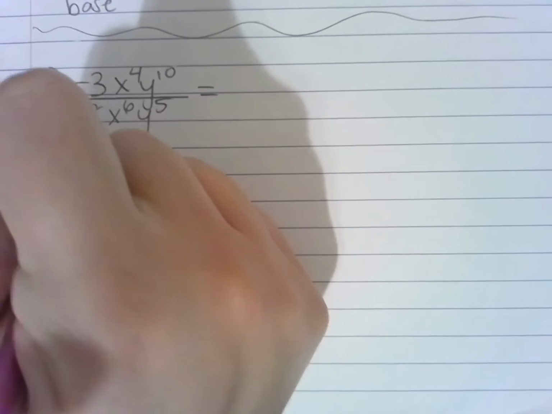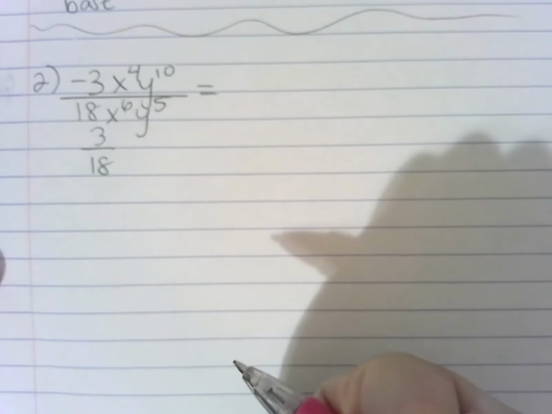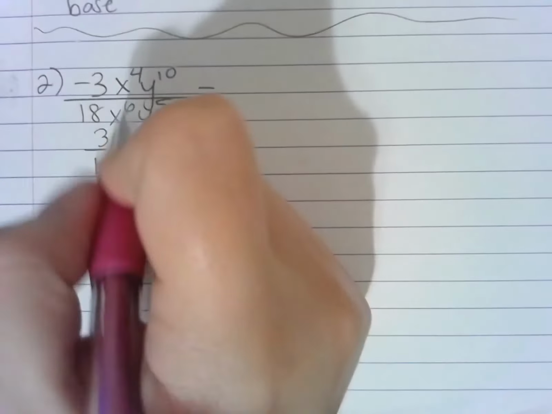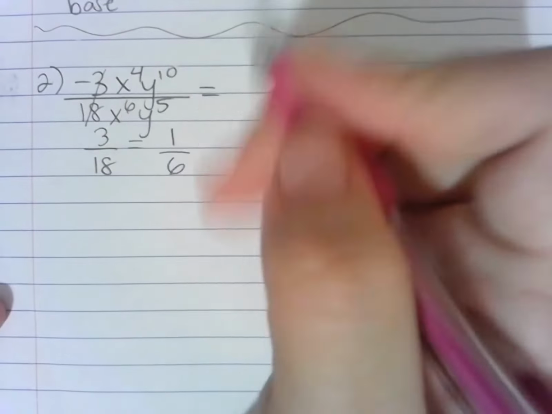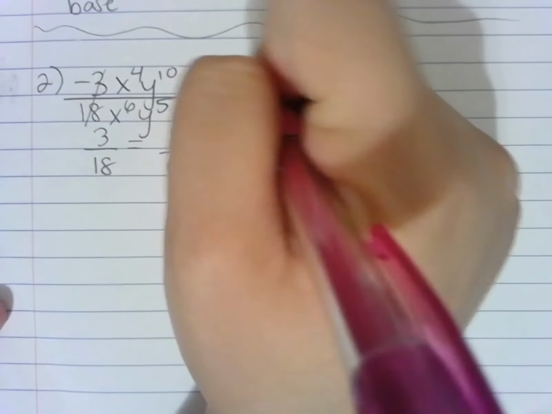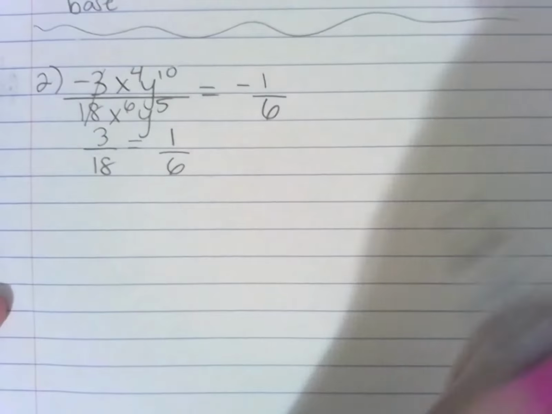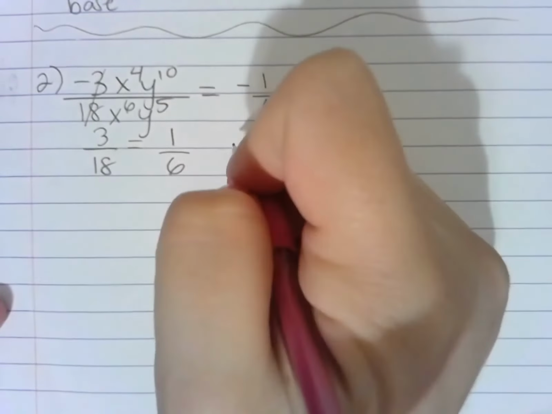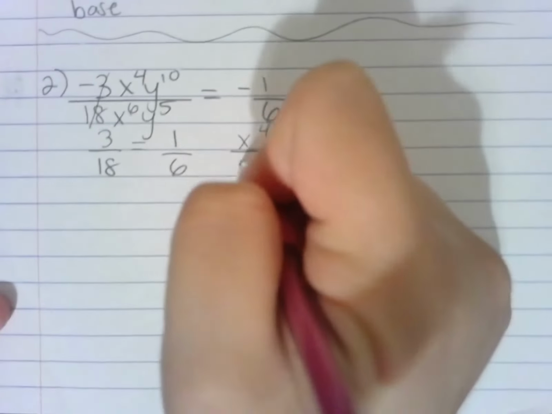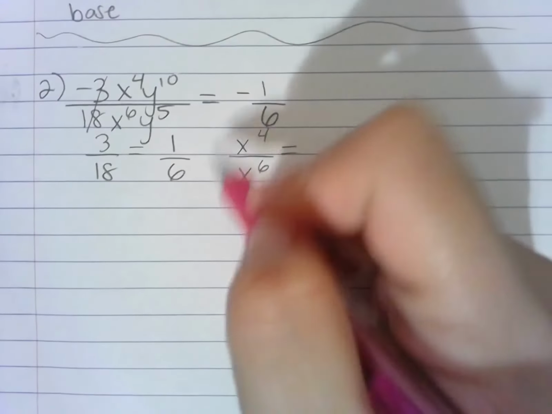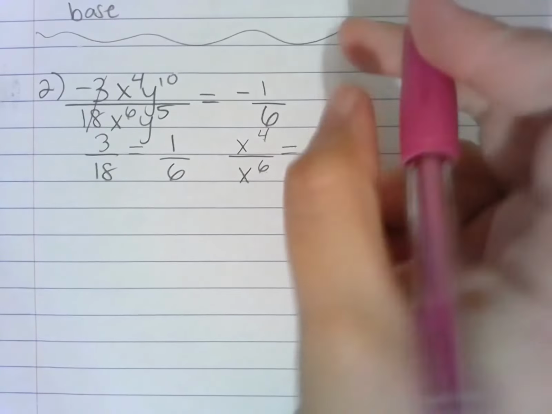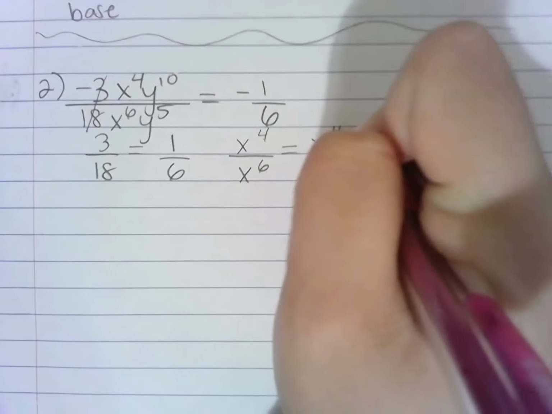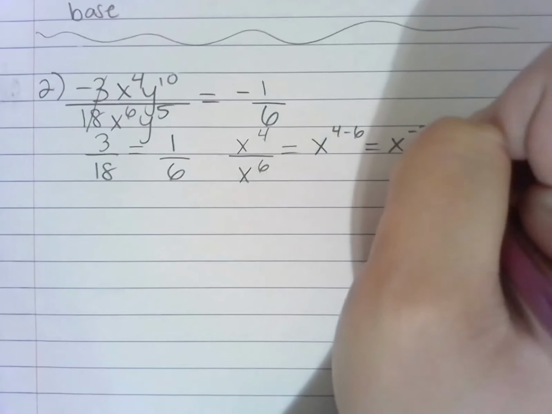So we have 3 over 18, and we know how to reduce a fraction. So that's going to be 1 over 6. And I'm going to cross it off, not because it canceled, but because that's my way of knowing that I've already simplified that. So I have negative 1/6. And then I have x to the 4th over x to the 6th. Now, this is a quotient, which means division, and we can subtract 4 minus 6. So I'm going to have 4 minus 6, which is x to the negative 2.